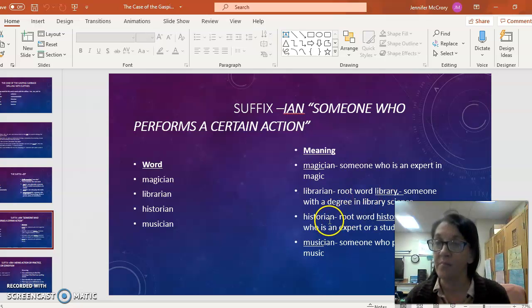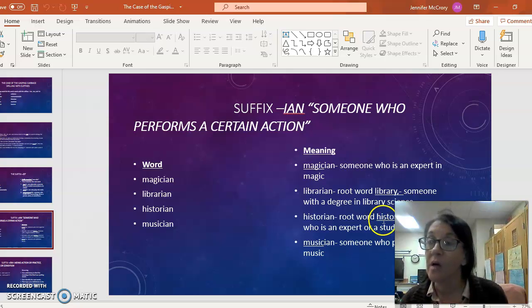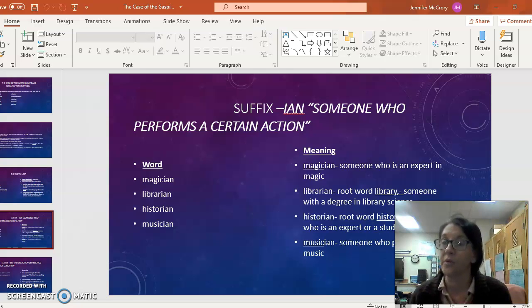The same with historian. Histor, that's not a word that can stand by itself. It has to have that root word connected to it to make it a word. Histor, not a word. But when I add IAN, my suffix, it becomes a word. So, history is my root word. And so, a historian is someone who is an expert or a student of history, which makes sense. Someone who's going to study or be an expert with history.